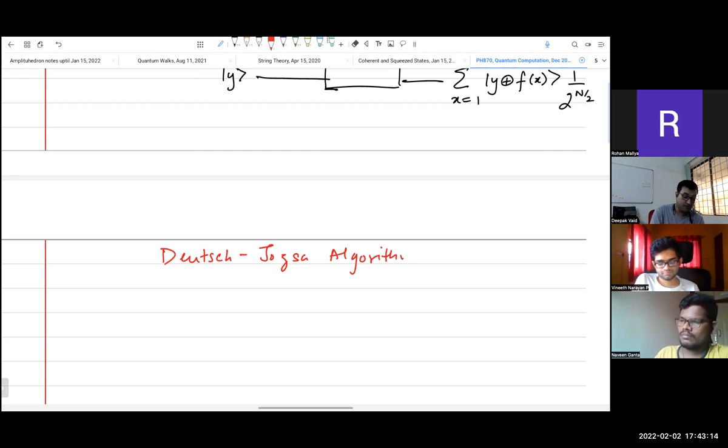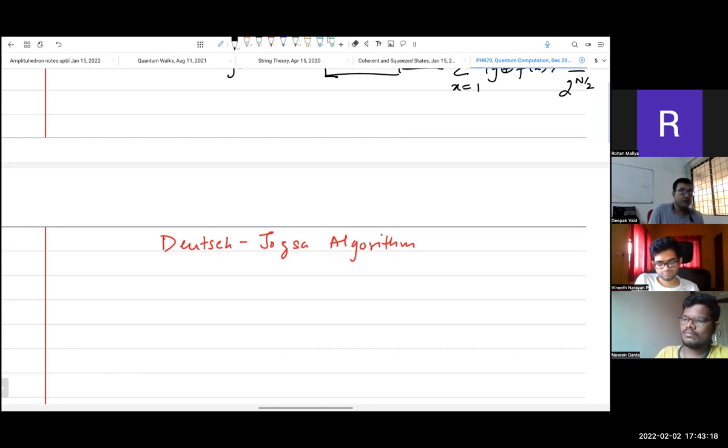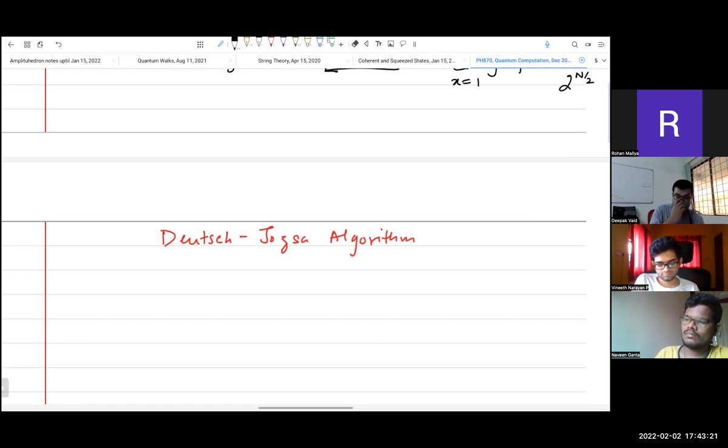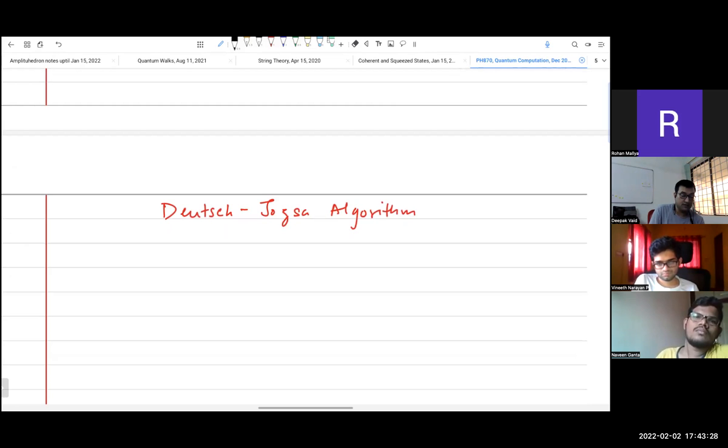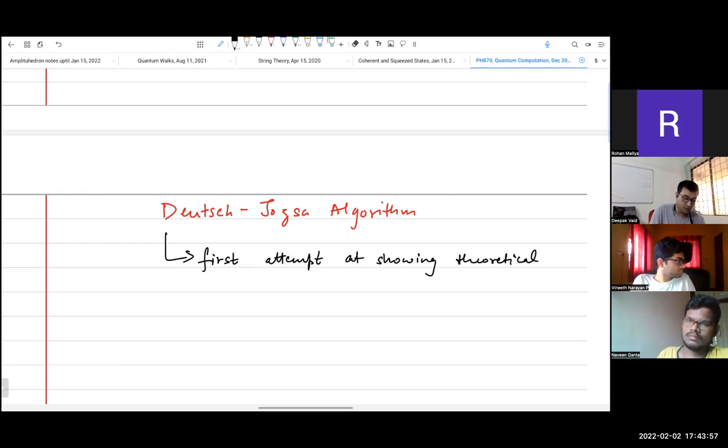Well, the goal of this algorithm was not really to do something practical, but it was a means of showing that there is some classical problem for which the quantum solution is provably faster than any classical solution. Okay, so this is an attempt at showing theoretical quantum supremacy or quantum advantage.